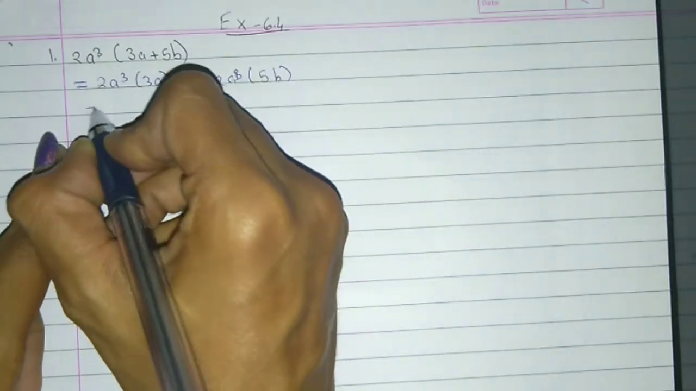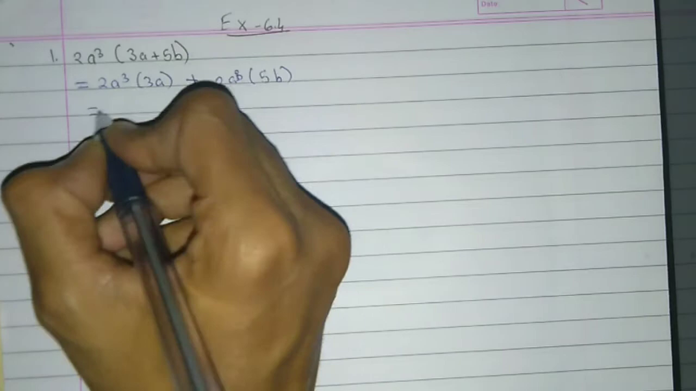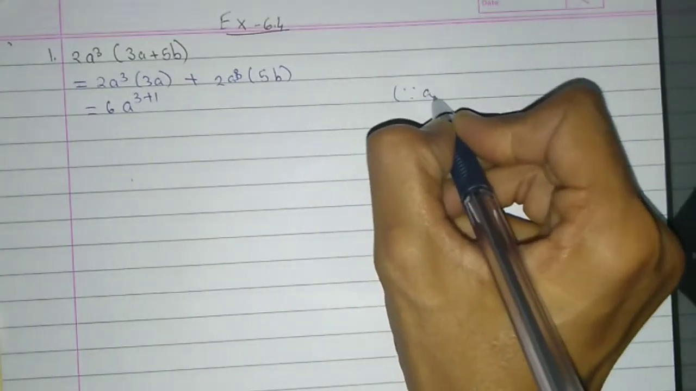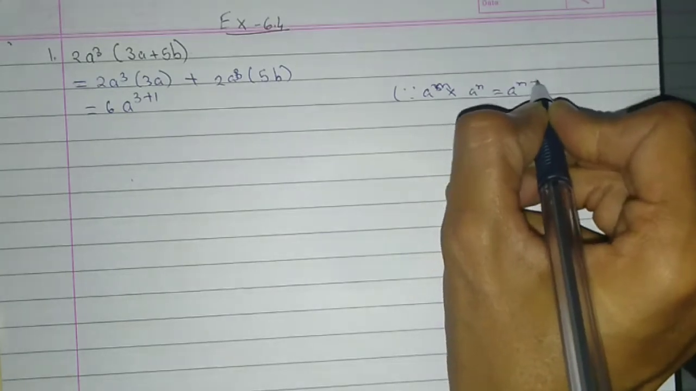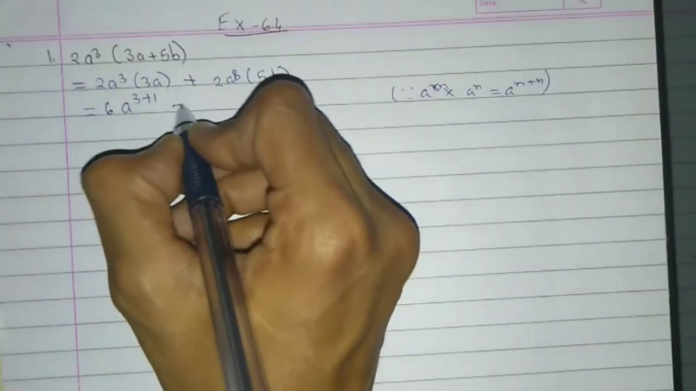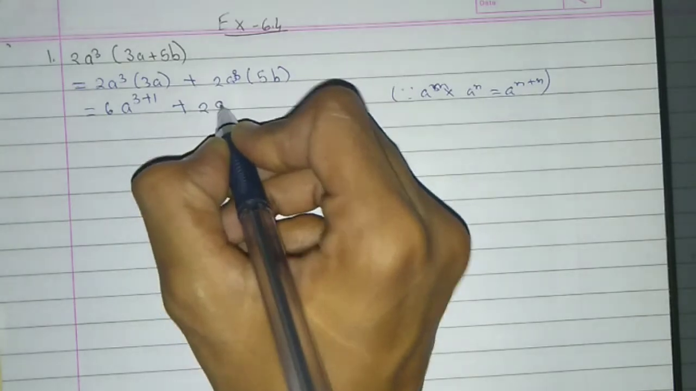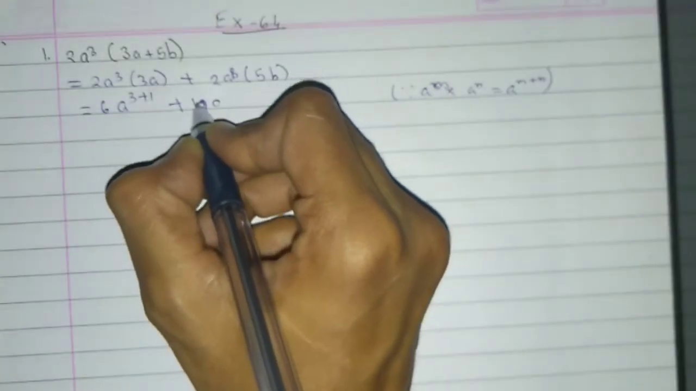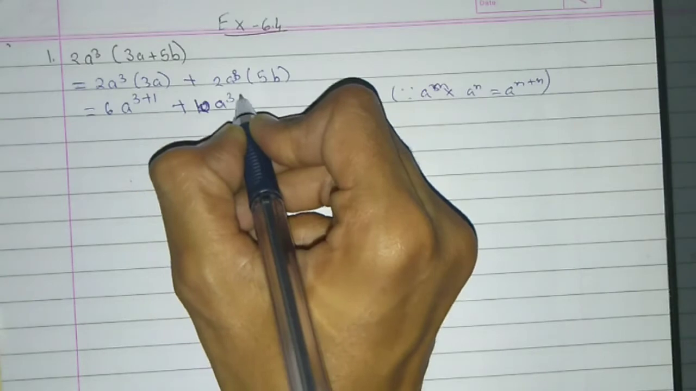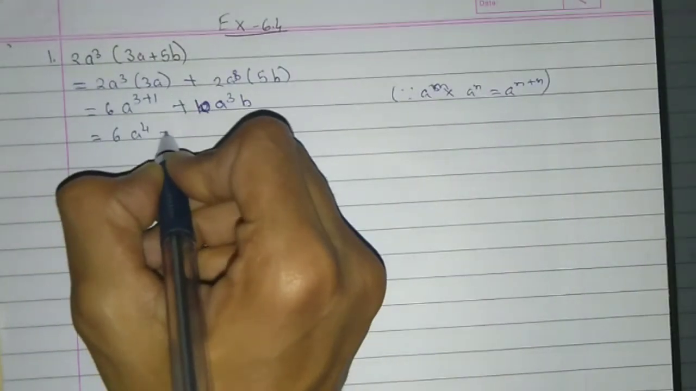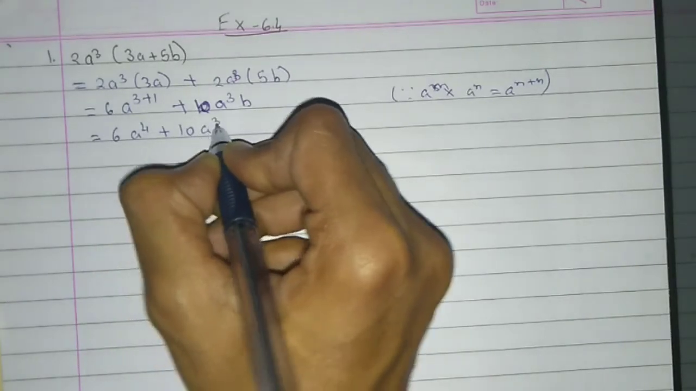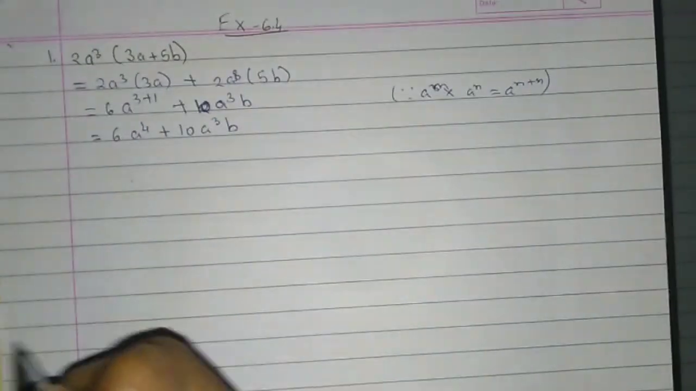So 2 into 3 is 6, and a cube into a is a raised to 3 plus 1, because in multiplication a raised to m and a raised to n equals a raised to m plus n. So 3 plus 1 is 4, and 2 fives are 10, a raised to 3 and b. So it is equal to 6a raised to 4 plus 10a raised to 3 b, which is the answer.